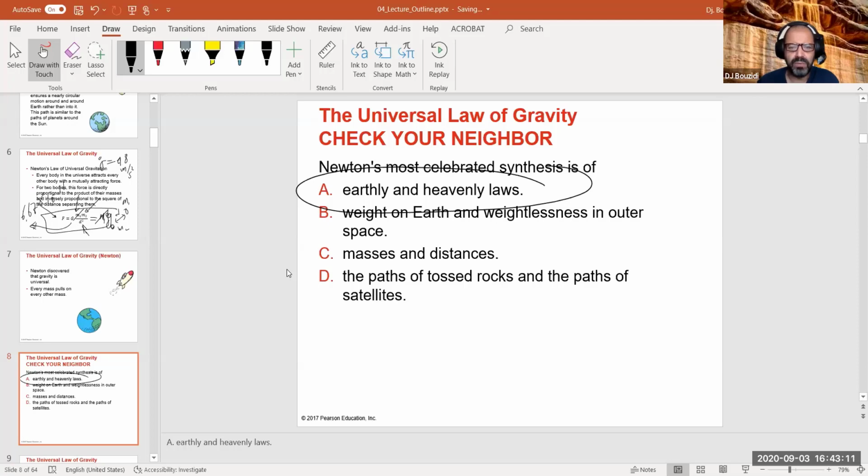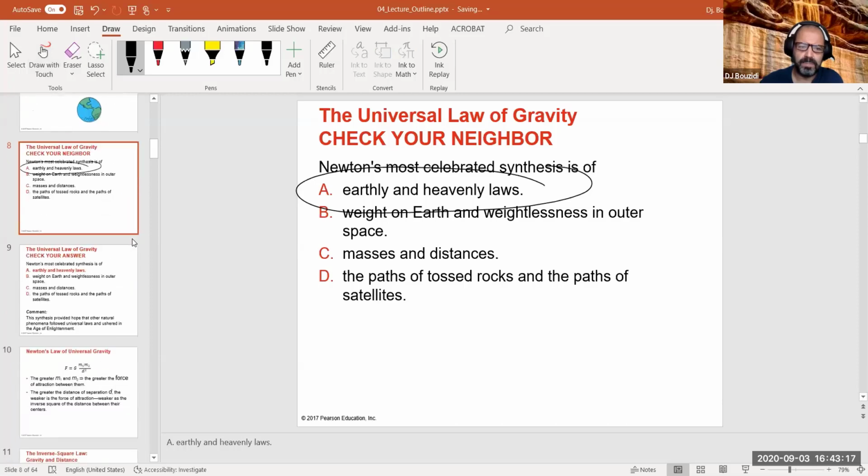The other is weightlessness. I'm still waiting for takers. Mass and distance have nothing to do with it, and the others are not related to this question. Okay.